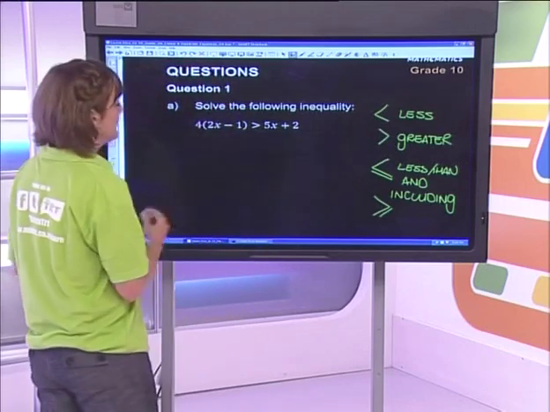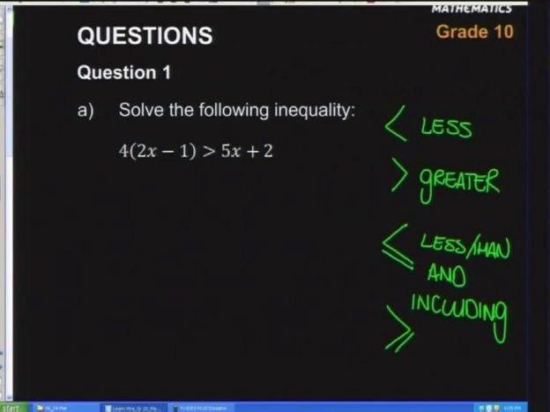Okay, let's solve over here. So we've got 4, we're multiplying it by 2x minus 1. It is greater than 5x plus 2, and we have to solve the inequality. The first thing we are going to do is distribute our 4 into the bracket. So we are going to get 8x minus 4, which is greater than 5x plus 2.